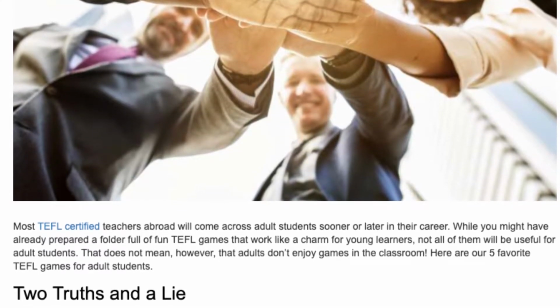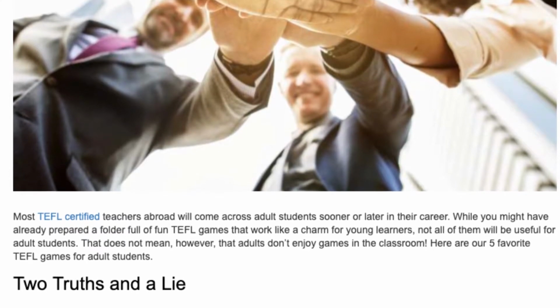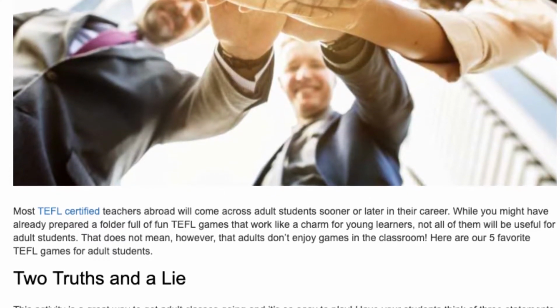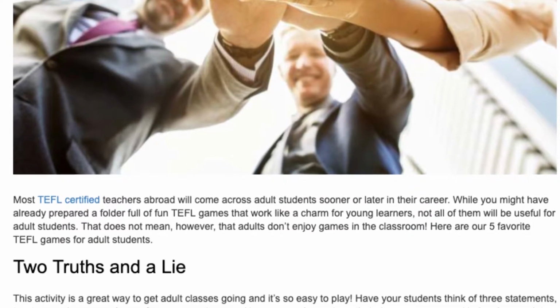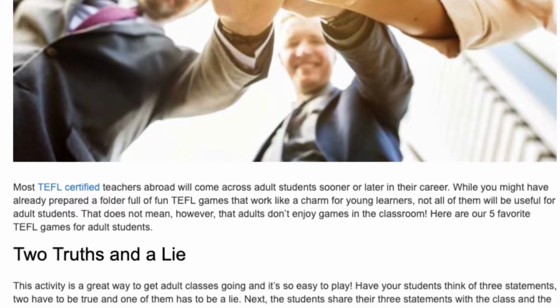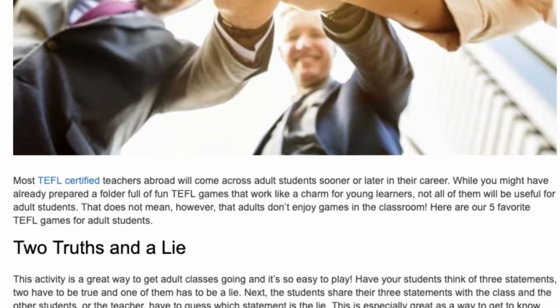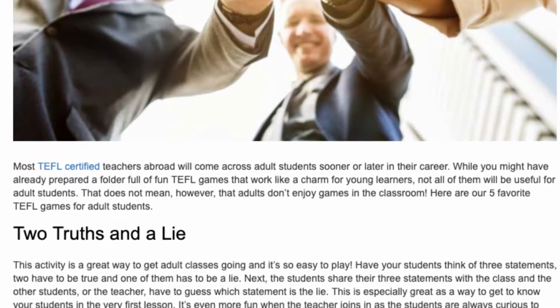2 truths and a lie. This activity is a great way to get adult classes going, and it's so easy to play. Have your students think of 3 statements, 2 have to be true, and 1 of them has to be a lie. Next, the students share their 3 statements with the class, and the other students, or the teacher, have to guess which statement is the lie.